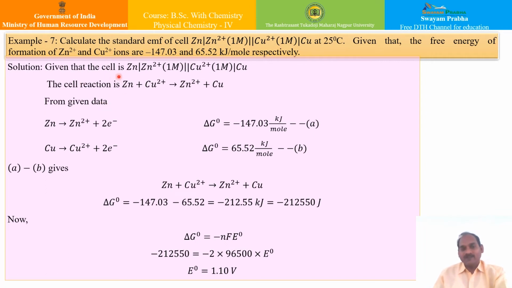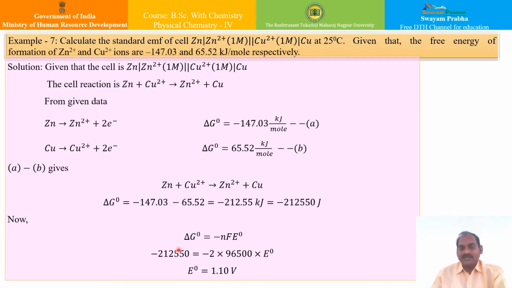So again, we have a formula. The cell representation is like this, so the cell reaction is like this. Because we know how many electrons are involved, that can be calculated. There are two electrons involved, at the anode and at the cathode. Both the reactions are going on. So delta G standard is equal to this. Why is it standard? Because 1 molar solutions are used. Delta G standard is equal to, for zinc, minus 147.03 kilojoules per mole, and for copper, 65.52 kilojoules per mole. Now I can substitute it over here, so delta G of this overall cell can be calculated as this many joules.